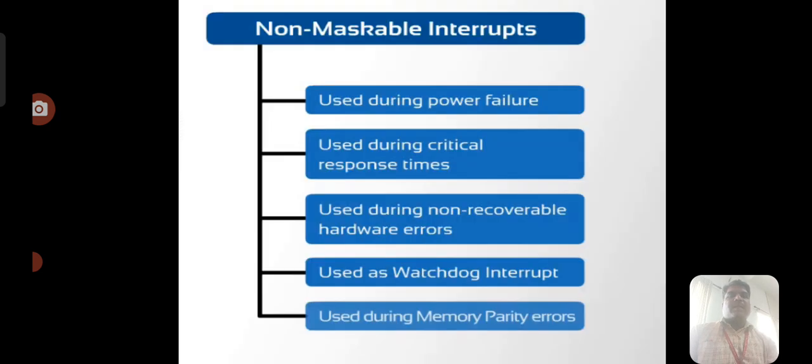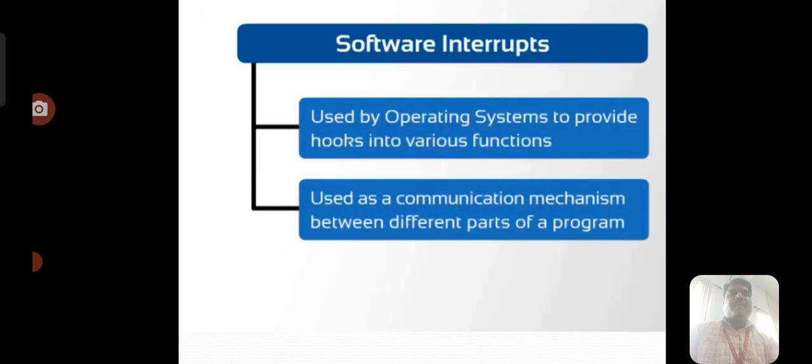Non-maskable interrupts happen in these ways: used during power failure, used during critical response times, used during non-recoverable hardware errors, used as watchdog interrupts, and used during memory parity errors. So these are the ways non-maskable interrupts happen.